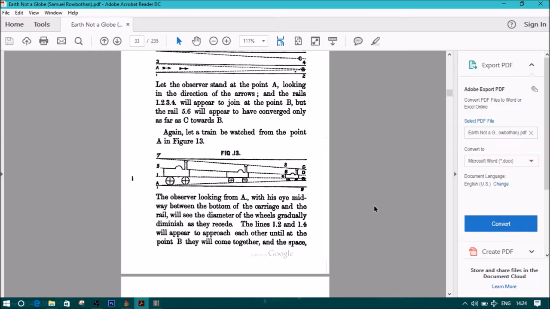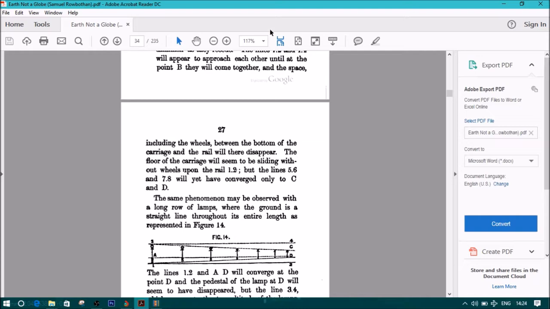The observer looking from A with his eye midway between the bottom of the carriage and the rail will see the diameter of the wheels gradually diminish as they recede. The lines 1, 2, and 1, 4 will appear to approach each other until at the point B they will come together, and the space including the wheels between the bottom of the carriage and the rail will there disappear. The floor of the carriage will seem to be sliding without wheels upon the rail, 1, 2, but the lines 5, 6, and 7, 8 will yet have converged only to C and D.